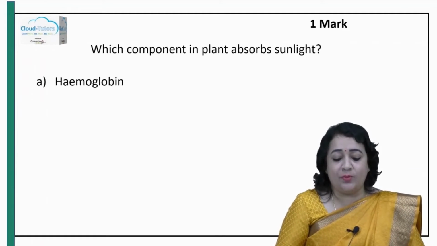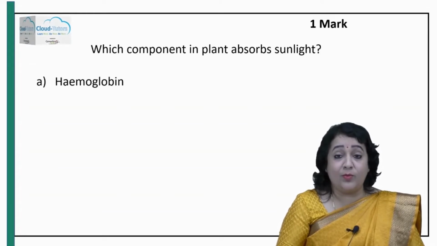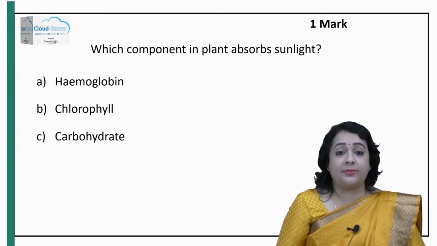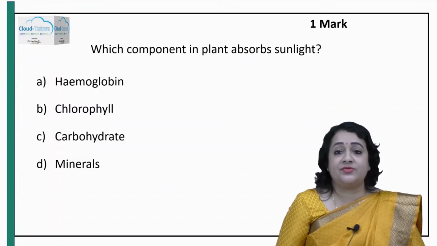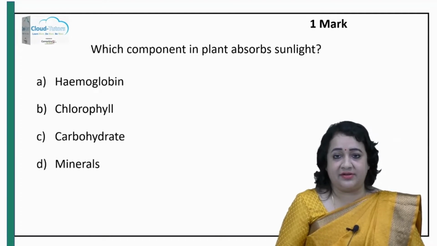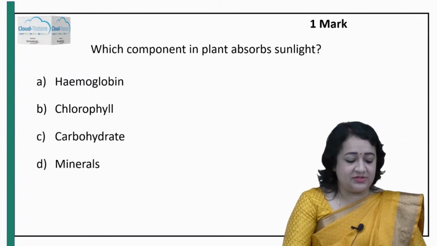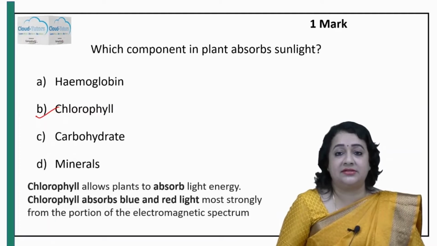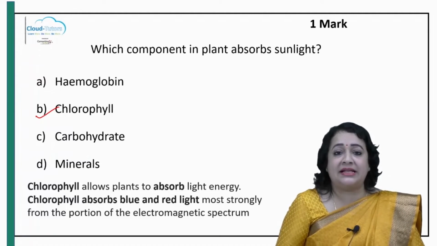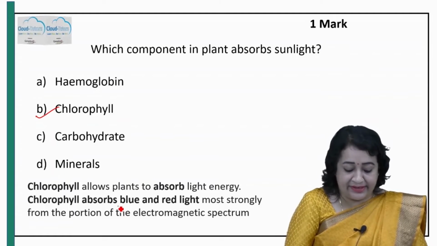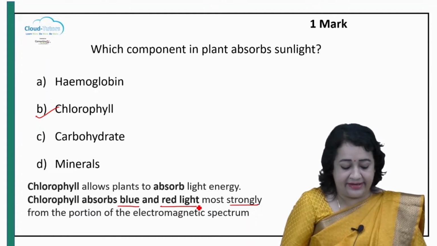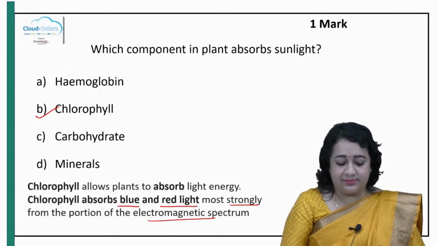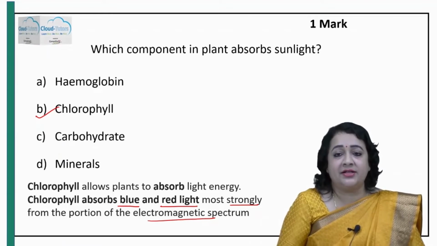Next comes, which component in plant absorbs sunlight? Options: hemoglobin, chlorophyll, carbohydrate, minerals. So we know that green plants absorb the sun's energy, right? It is because of the chlorophyll molecule. So chlorophyll allows plants to absorb light energy. Chlorophyll absorbs mainly blue and red light from the electromagnetic spectrum, that is white light. From the white light, the blue and the red light is strongly absorbed by the chlorophyll molecule.